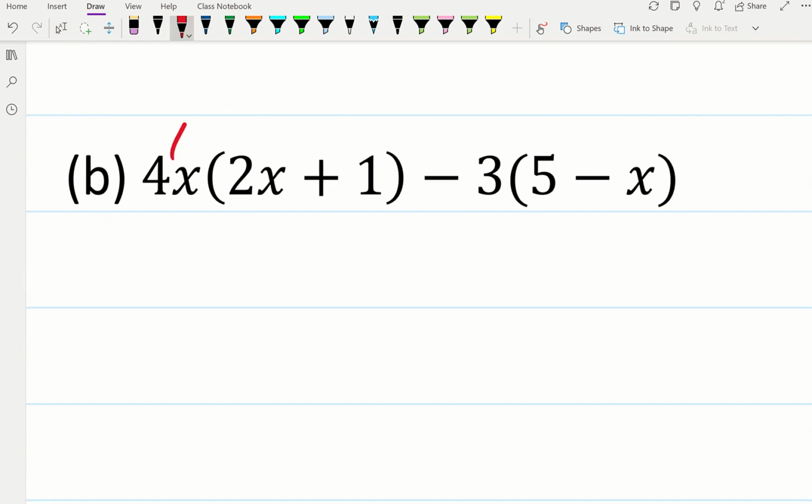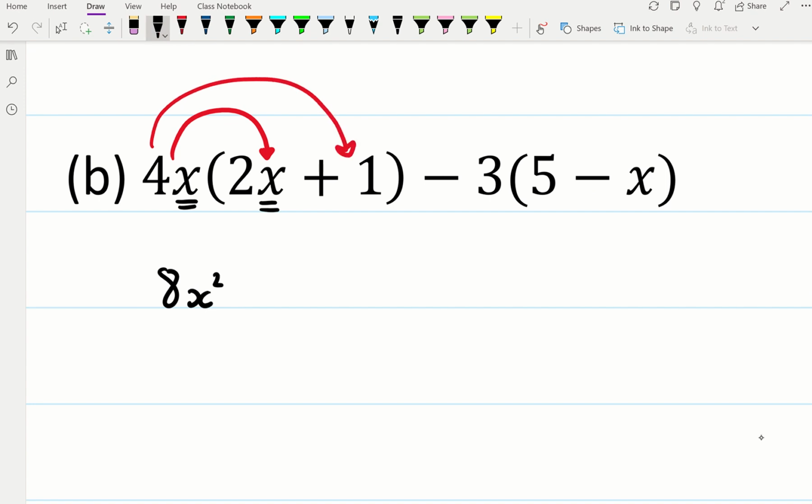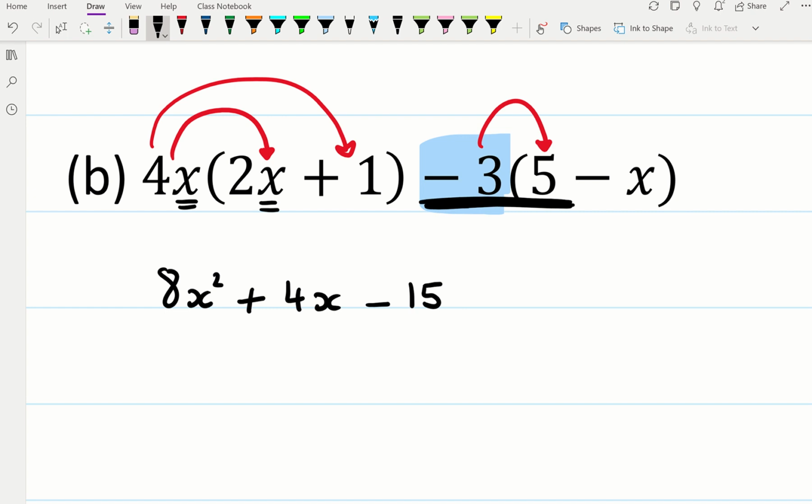4x times 2x is 8x squared. X times x is x squared. 4x times 1 is a positive 4x. Then I have a number, negative 3. Negative 3 times 5 is a negative 15. And there's no x's here. Just negative 15.